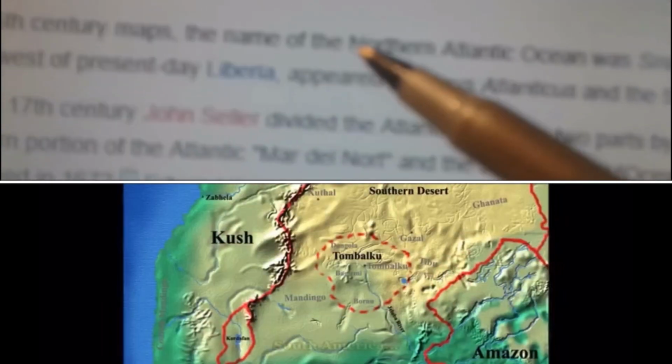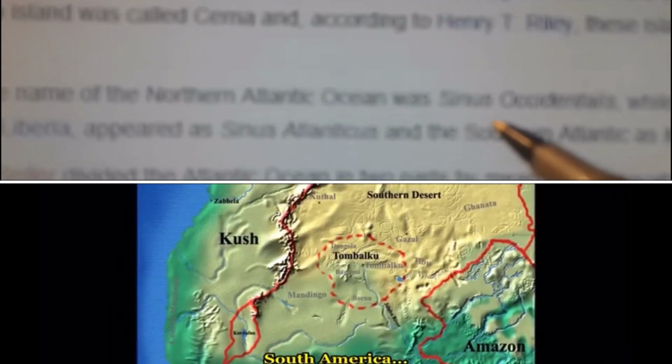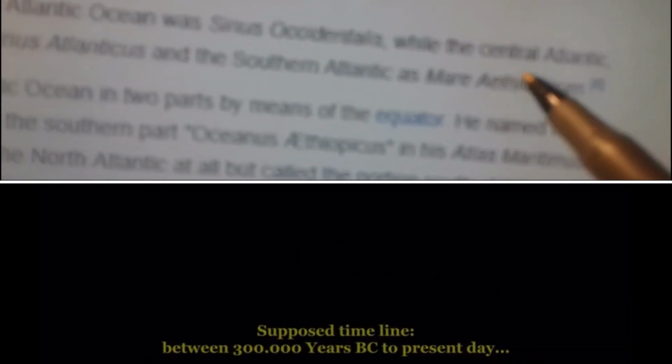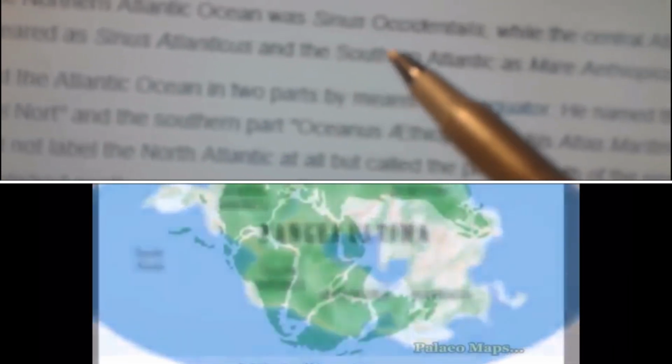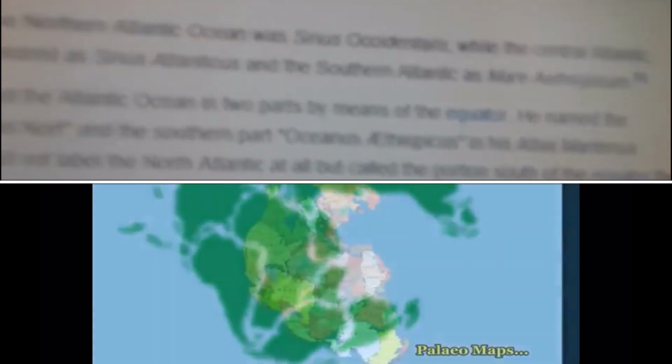On the 16th century maps, the name of the North Atlantic Ocean was Sinus Oceanidae. That's really hard Greek, Latin, whatever. While the Central Atlantic southwest of present-day Liberia appeared on Sinus Atlantis in the Southern Atlantic Ocean.